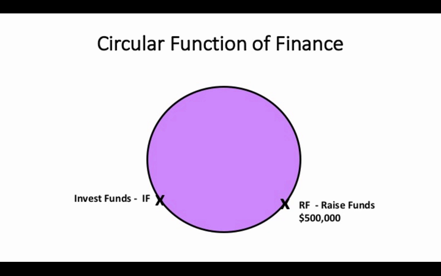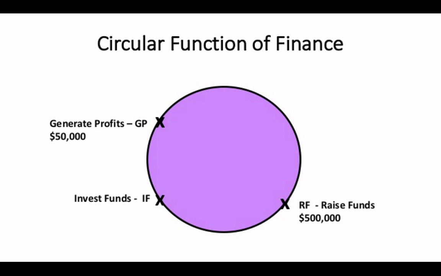The investment function involves leasing or buying a building, acquiring kitchen equipment, purchasing furniture, supplies, and other assets for the business. Once the assets are placed in the business, as a manager, your focus shifts towards generating profits by managing costs and expenses. Let's label this function as generating profits on the circular function of finance.